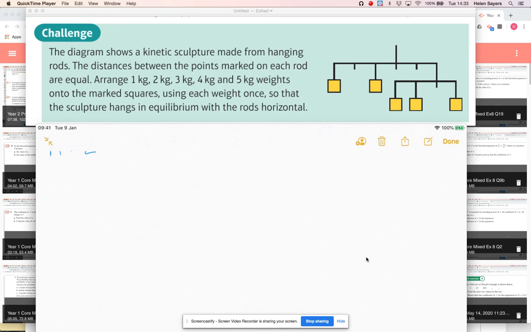So let's now think about moments for the whole structure. Now I'm sketching this rod here.